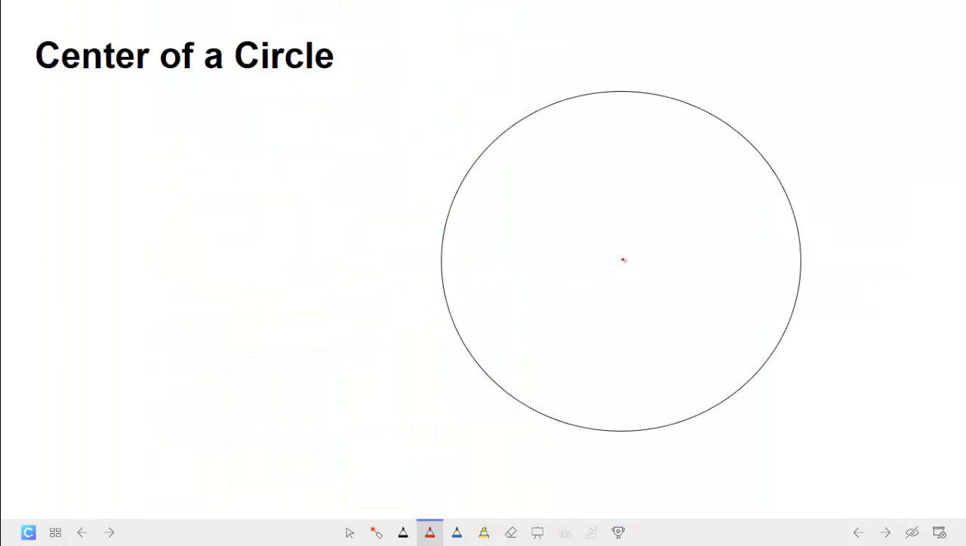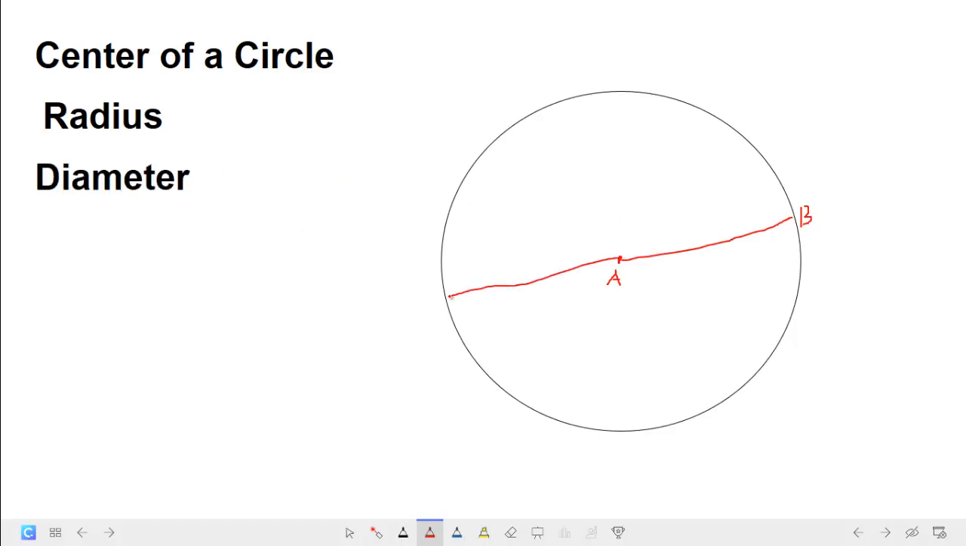The center of the circle is, for example, this. If the center is named letter A, then this is named circle A. For example, we have a radius from A to B, so this is radius AB. And the diameter, when we extend that straight, it is now straight. For example, C, then BC is a diameter, segment BC.